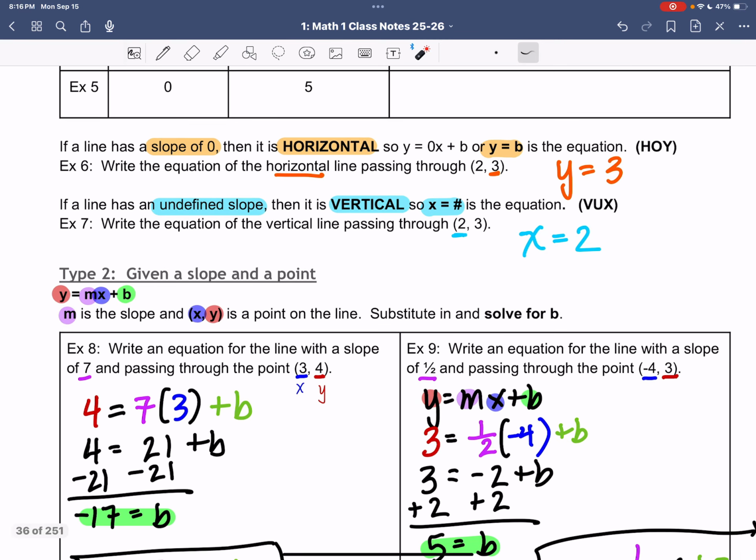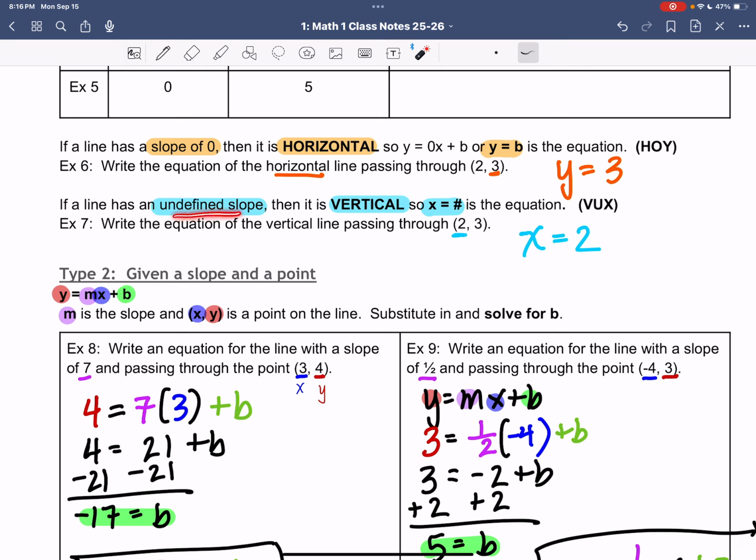Now, if it has a slope of 0, it's horizontal. So your equation is y equals 0x plus b, which is just going to be y equals b. Remember, we talked about HOY: horizontal, 0 slope, y equals a number. In this case, if you were to write a horizontal line passing through (2, 3), all you've got to do is look at the y value, which is y equals 3.